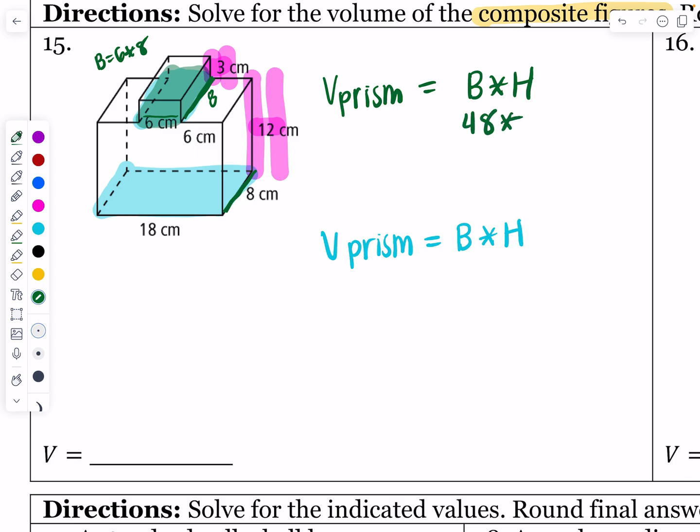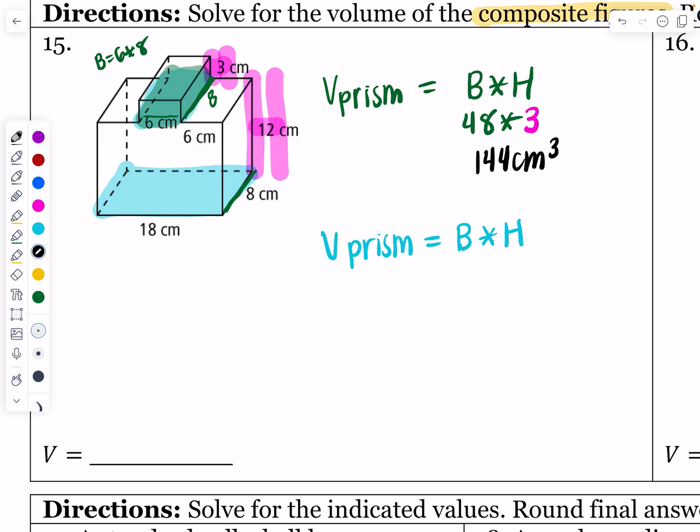And then what is my height of that prism? My height of that prism is 3. So what is 48 times 3? 48 times 3 is 144. And so my volume of my green prism is 144 centimeters cubed of volume.